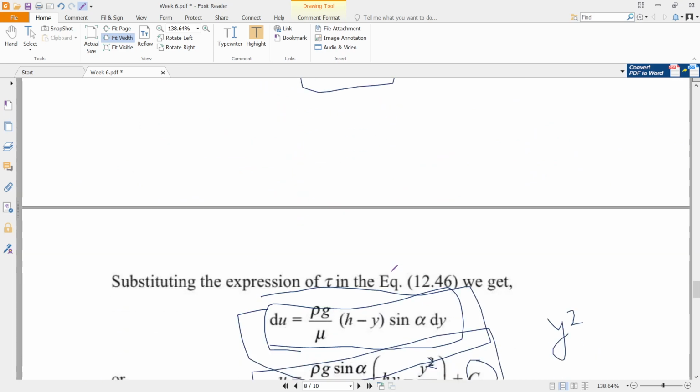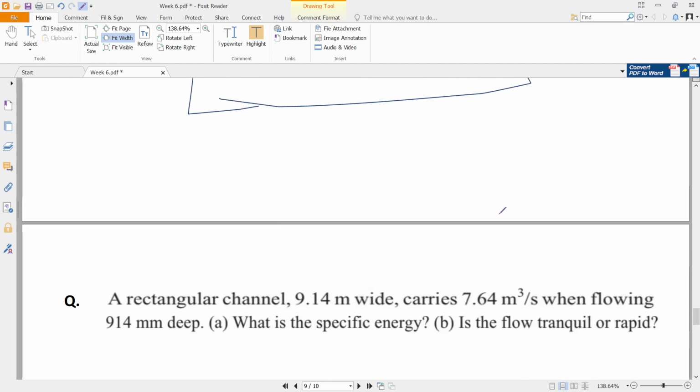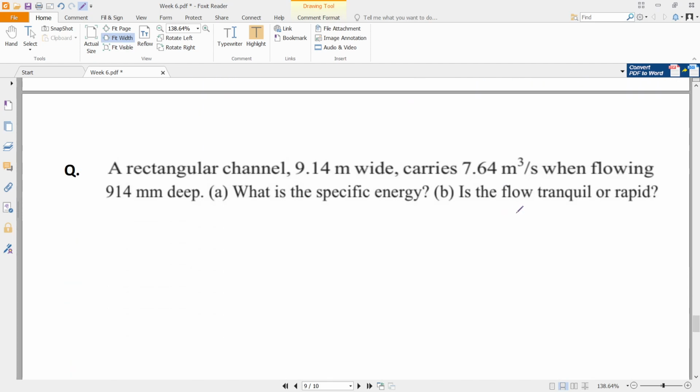Okay, so if there are no questions, I assume that there is no doubt and everything is clear. But this is a very important problem. It's a sort of unconventional problem. So please go through this problem once. Okay, so let us move to the next problem.